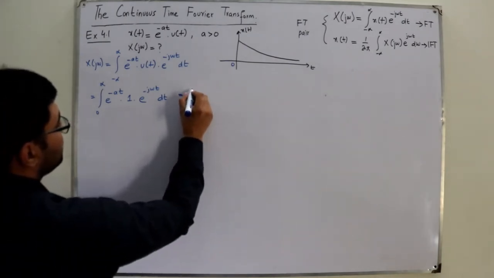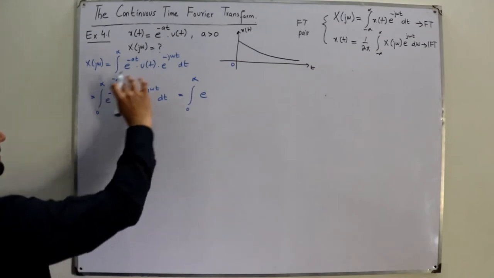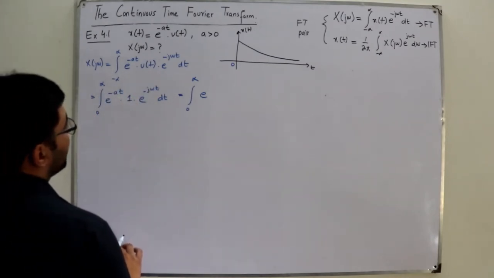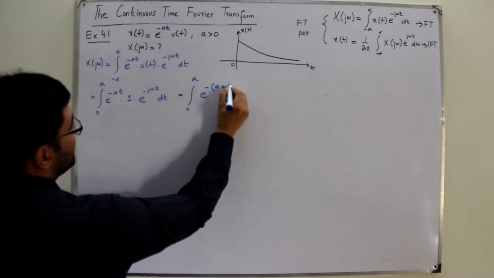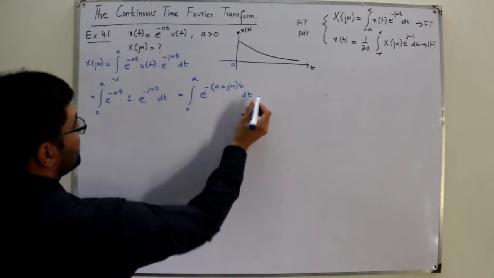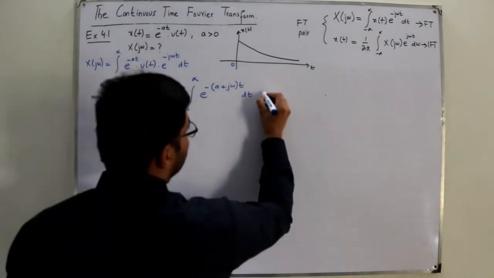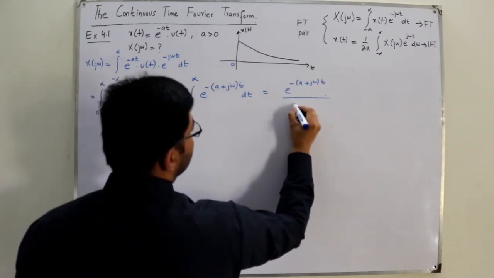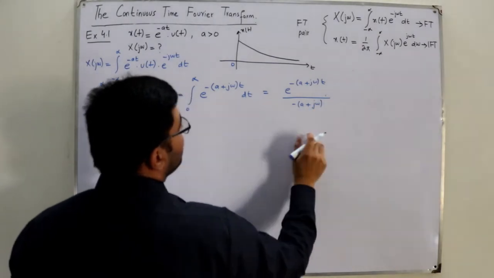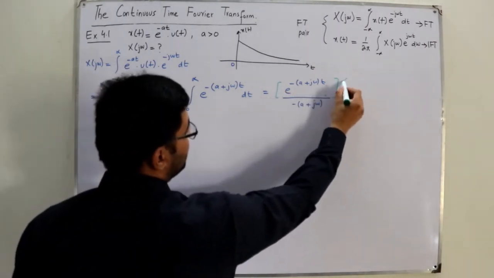Now, again from 0 to infinity, I can combine the same bases by adding the powers. I take a negative outside, and you have a plus j omega, and t is common, with respect to t. Isn't it like this, a plus j omega? Yes, it is. Now the value of the integration, you know it very well: exponential of negative a plus j omega into t, divided by negative a plus j omega, and you have to put in the limits. The upper limit is infinity, the lower limit is zero.